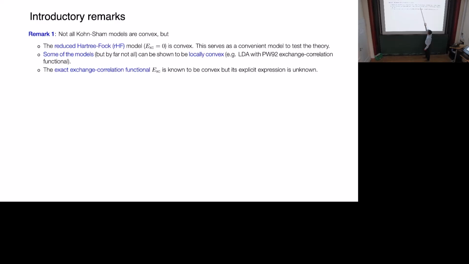Some few models can be shown to be locally convex, but the big point is also the exact density function that we don't know. One can prove that it is convex. So a good functional is close to convex, but very many prominent ones are not.